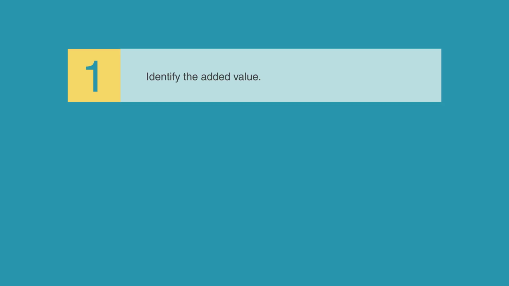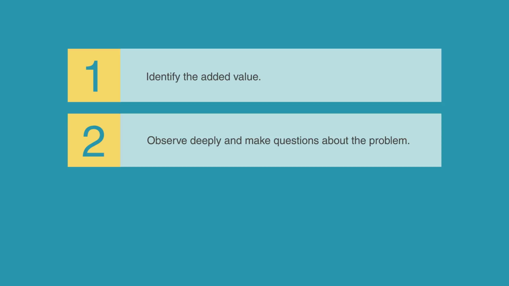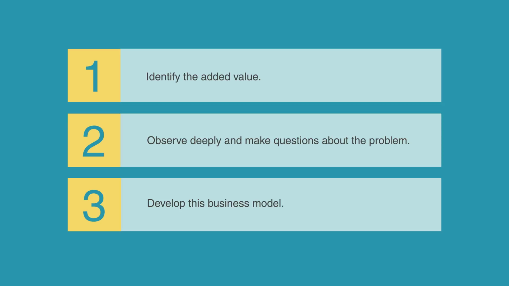model. To begin developing this business model, in the first place, it is important to identify a business opportunity, a space in the market covered or not half covered. The most important thing to know, if this is a business opportunity, is to identify the added value that we can provide with respect to existing solutions for a given problem. For this task, it is important to observe deeply and make questions about the problem. Once we determine that there is a business opportunity, it's time to develop this business model.